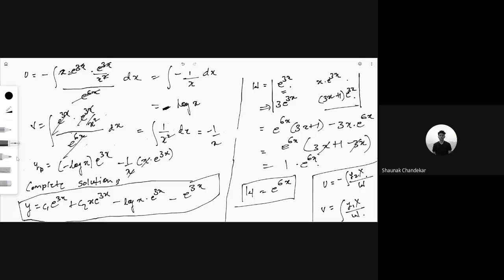Yes. Next example. Solve by variation of parameters, that is d square minus 2d plus 2, Y is equal to e to the power x tan x.